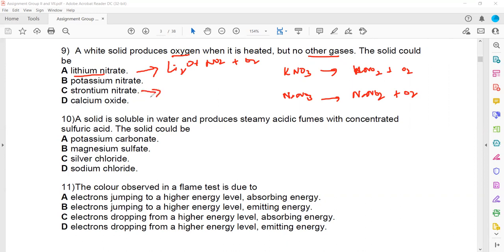And strontium nitrate, when we supply heat, will produce strontium oxide, group 2, plus nitrogen dioxide plus oxygen. And calcium oxide does not decompose on heating. It can melt, but it does not decompose. That's why B is the right answer. Is it clear? Question 9. So it is important that you learn these decomposition products.